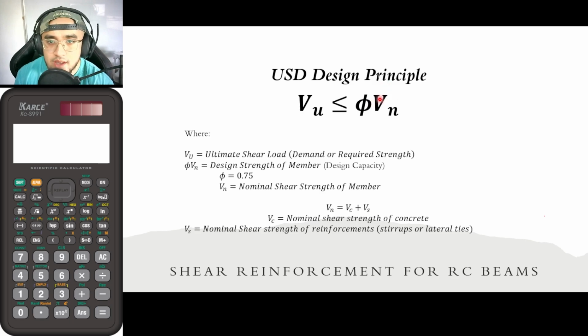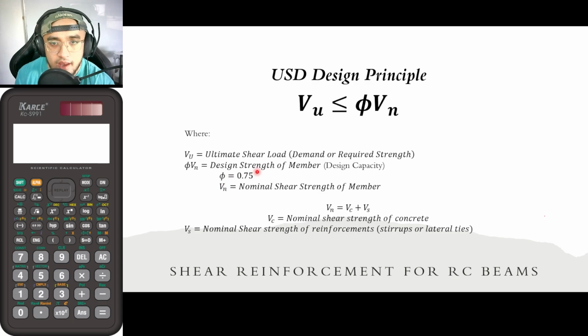When we say φ, this is now the reduction factor. Previously for bending in beams, we have solved for tension controlled, compression controlled, or even the transition zone for the values of φ. But this time, for shear design, we only have one φ. In shear design, φ is equal to 0.75. You no need to check if it is tension controlled or compression controlled. Phi is automatically equal to 0.75 in shear design.